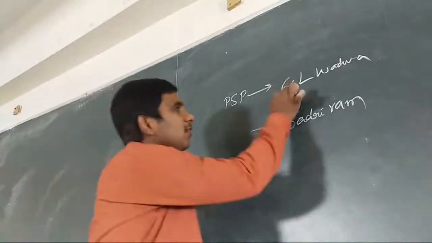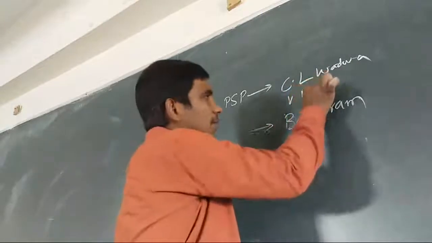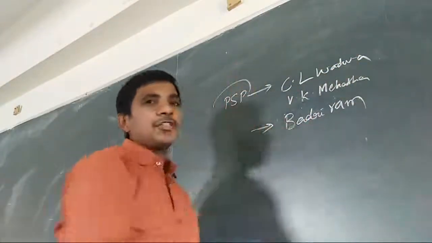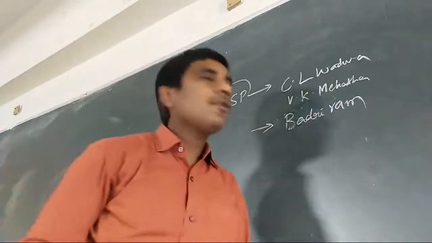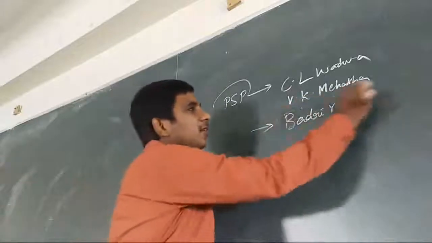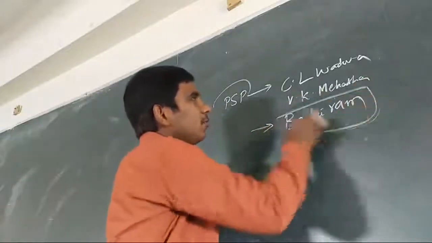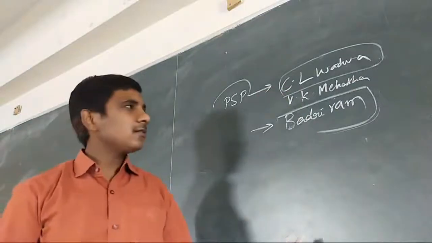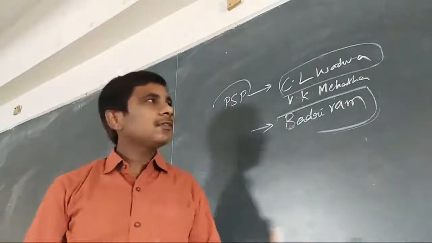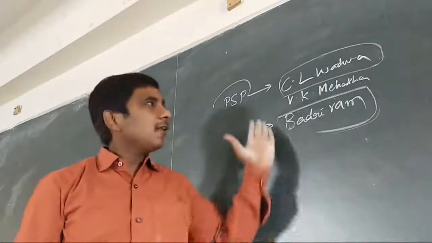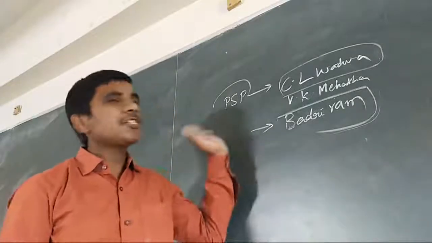CL Walker and VK Mehta also are textbooks referred to for power system protection. You can check Power System Protection by CL Walker, VK Mehta and Badri Ram. Badri Ram is a good textbook, also a standard textbook for reference by students. Next class we go for the functional requirements of a relay. These are the textbooks you can refer to for power system protection.